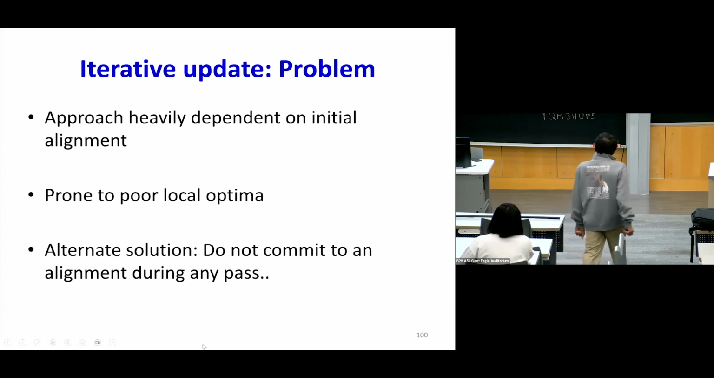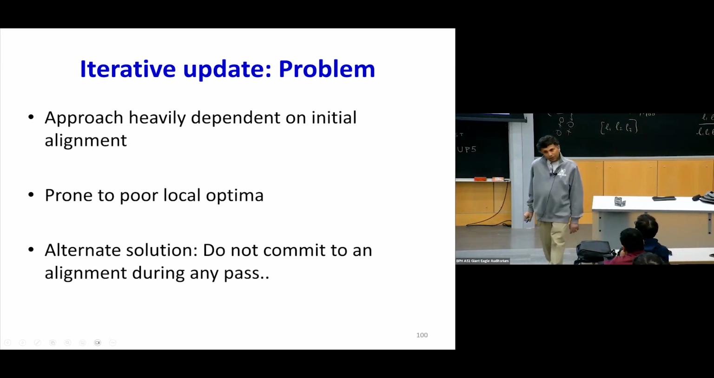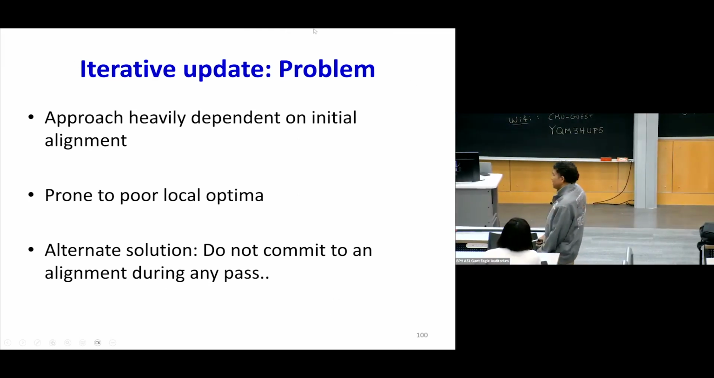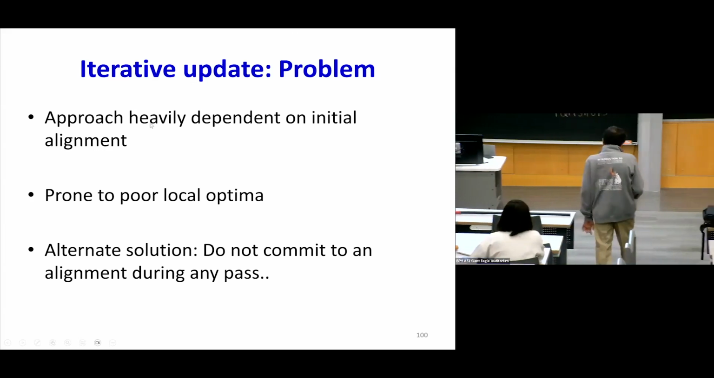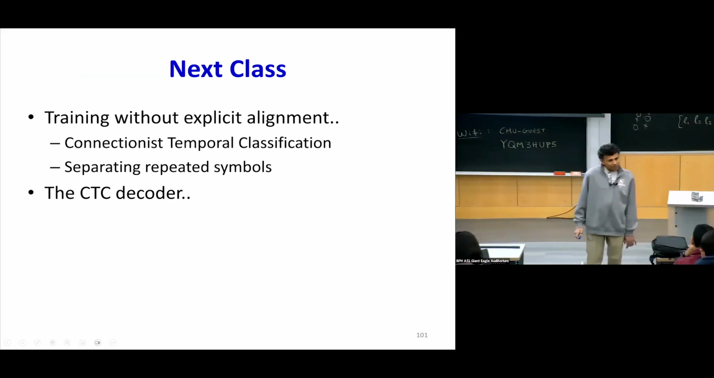And this works. If you have a lot of training data, this technique is very simple and actually works very well, except for one problem. The problem is that since you're guessing alignments each time, it's going to be very heavily dependent on your initial guess for alignments. And that is going to be dependent on the initial estimate of your models. And that means that you run the risk of very quickly running into a local optimum, something that you really do not want to do. So an alternate solution is to not actually try to guess the alignment. And this is what we'll be talking about in the next class.